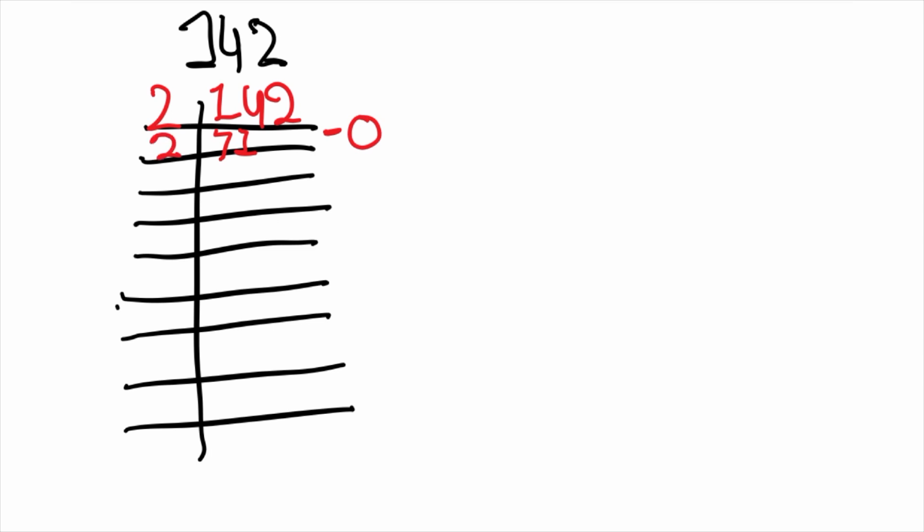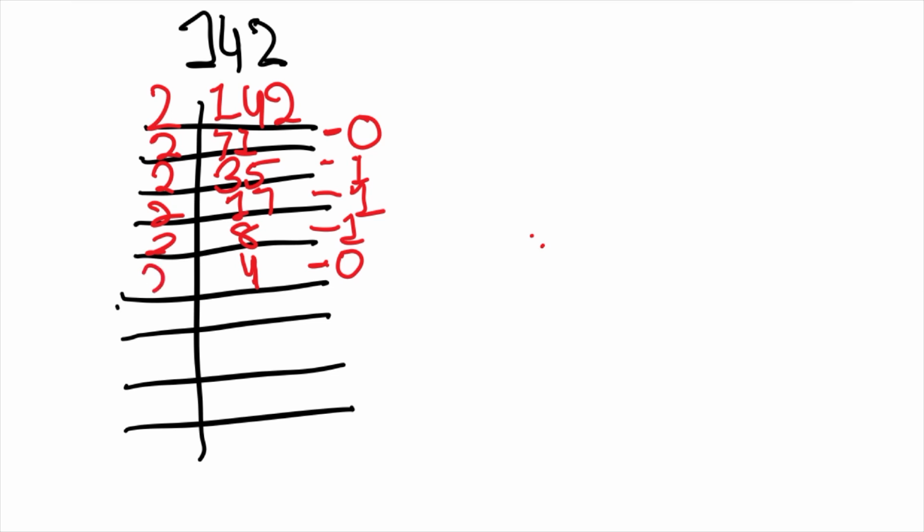71 cannot be divided by 2, but 2 35s is 70, so we're going to write that 2 35s is 70, but the remainder would be 1. Now, 35 divided by 2 is not possible, but we know that 2 17s are 34, so we're going to write 2 17s is 34. And now the remainder will be 1. 17 cannot be divided by 2, but we know 2 8s is 16, and our remainder will be 1. 8 can be divided by 2, so 2 4s is 8, remainder is 0.